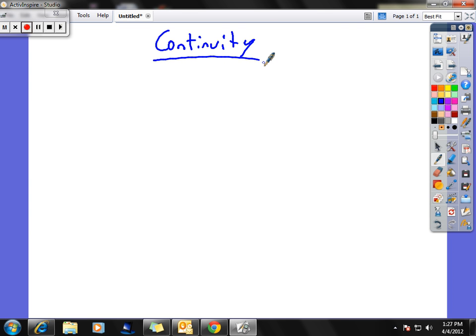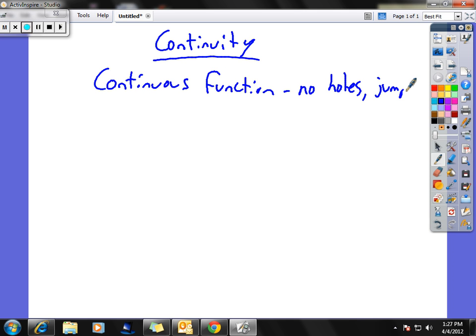Continuity comes from the word continuous. So, a continuous function has no holes, jumps, or vertical asymptotes. Okay? A continuous function has no holes, jumps, or vertical asymptotes.